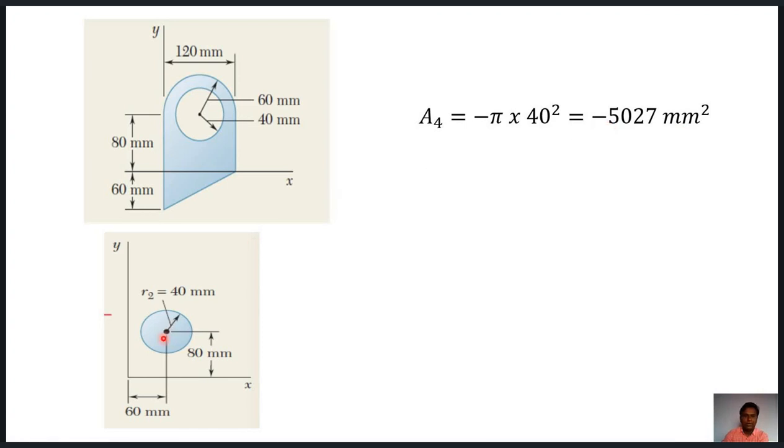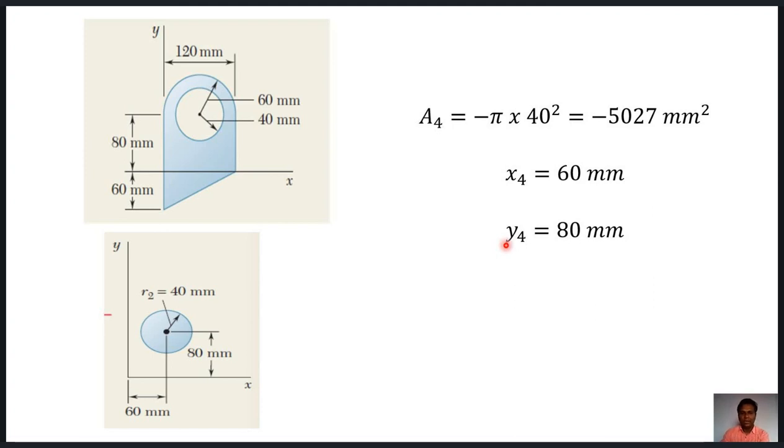Now we are interested in locating its x and y distances from the x and y axes. Here x4 will be equal to 60 millimeter, which is a given thing. It is not necessary to remember any formula here. You just have to locate its distance from the y-axis. So it is 60 millimeter, which is given to us, and y4 is equal to 80 millimeter. Again it is given. So x4 is 60, y4 is 80.